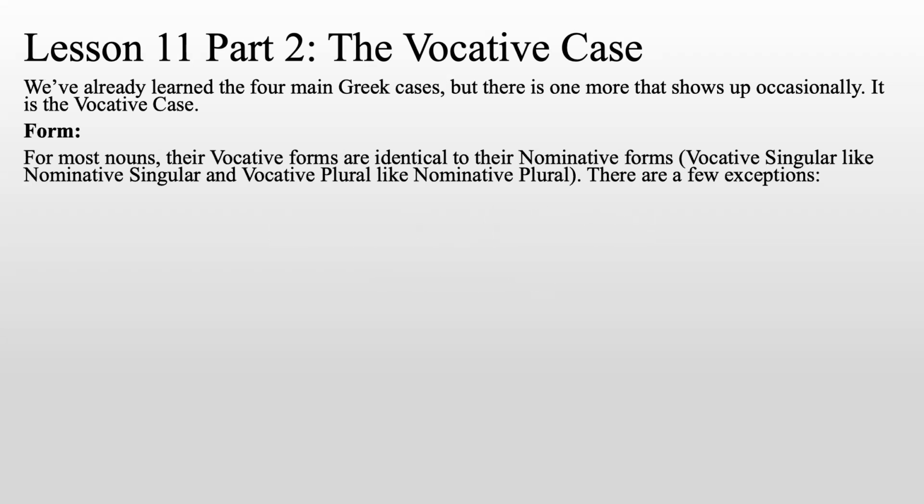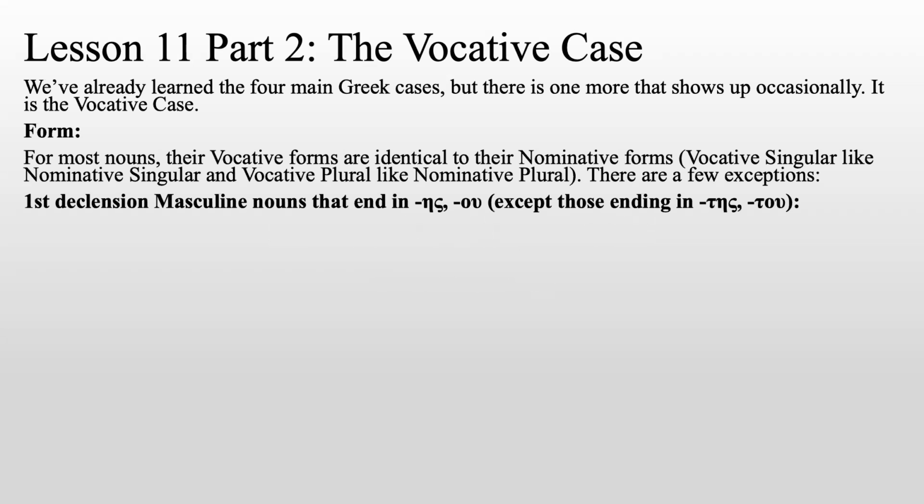For most nouns, their vocative forms are identical to their nominative forms. Vocative singular like nominative singular, and vocative plural like nominative plural. But there are a few exceptions.